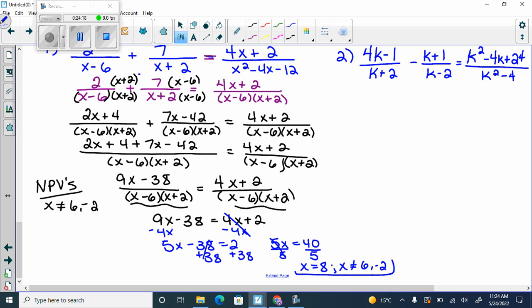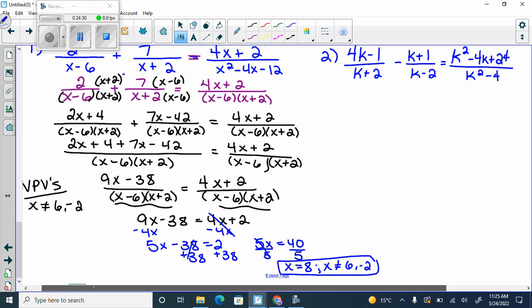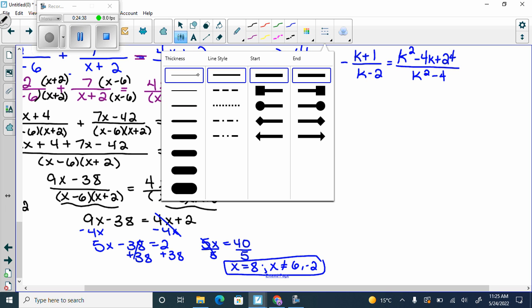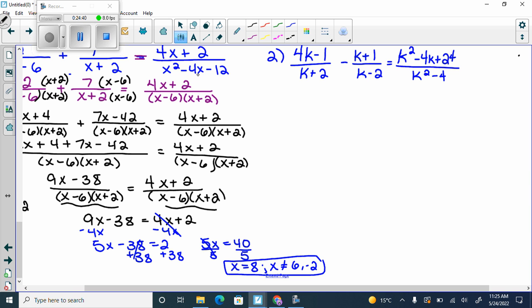So is our solution one of our NPVs? No, so it's good. If our solution is one of our NPVs, we circle it, put a line through it, and say extraneous, just like we did with radicals. Okay, this one, we have to factor the denominator on the right, because we GCF, difference of squares, or factor all of our denominators when it's adding, subtracting, or solving.